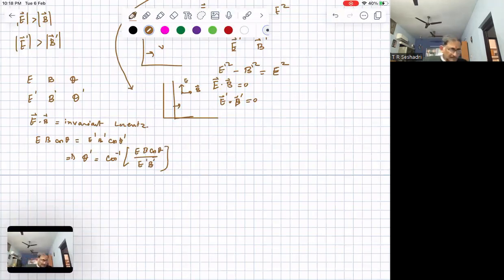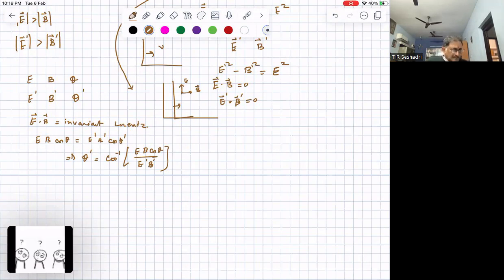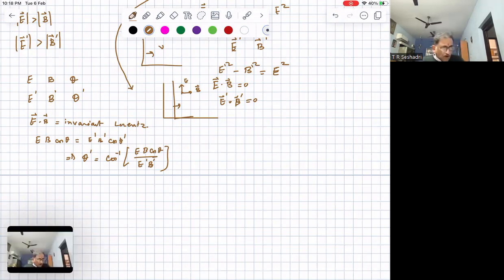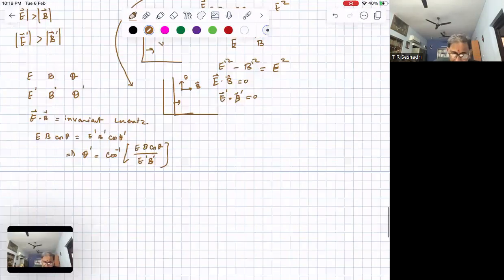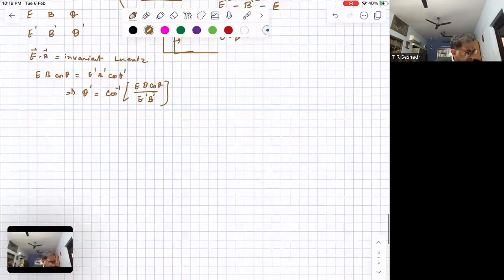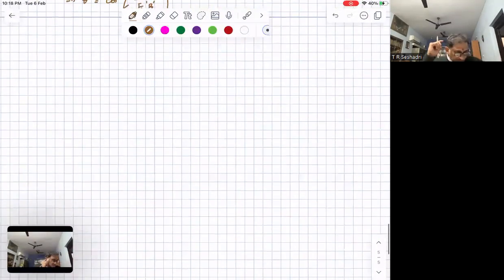Is that okay? Yes. So I'm just illustrating some examples of how useful these invariants are. And what happens in general relativity is many times it is very cumbersome to prove things by brute force. Using some of these clever arguments of invariance, you can actually prove things very easily. Okay.